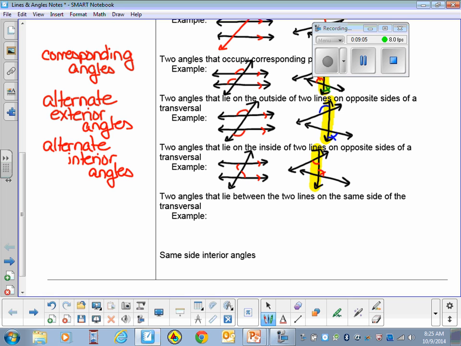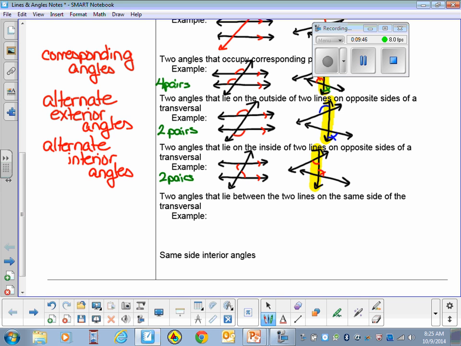How many pairs of corresponding angles do you end up with when two lines are cut by a transversal? 7? 4? 4. There's always 4 pairs. How many pairs of alternate exterior angles do you end up with when two lines are cut by a transversal? Jonathan? 2. How many pairs for the alternate interior? Jenna? 2.